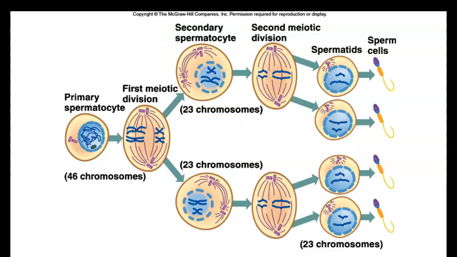Here's simply another view of what's going on inside of the cell. So you've got your primary spermatocyte with 46 chromosomes. It goes through its first meiotic division, becomes 2 secondary spermatocytes. With the top one, you're going to develop, and let's look across it. That secondary spermatocyte undergoes a second meiotic division, and then it creates spermatids. From there, the sperm cells will develop.